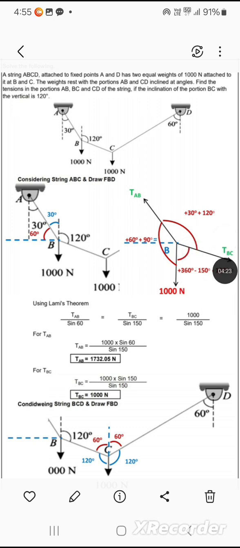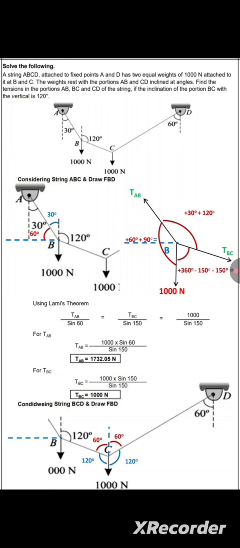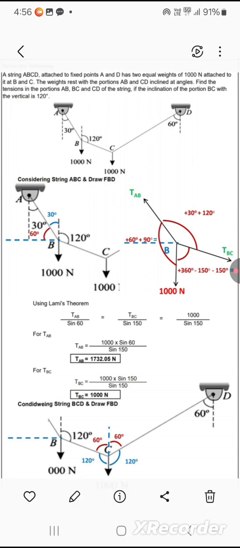First, by using Lami's theorem, tension upon AB upon sine 60 degree. Lami's theorem is that tension upon sine of the angle opposite to that tension. So here tension in AB upon sine 60 degree is equal to tension in BC upon sine 150 degree is equal to 1000 upon sine 150 degree. So tension in AB is equal to 1000 into sine 60 degree upon sine 150 degree. So tension in AB is 1732.05 N.